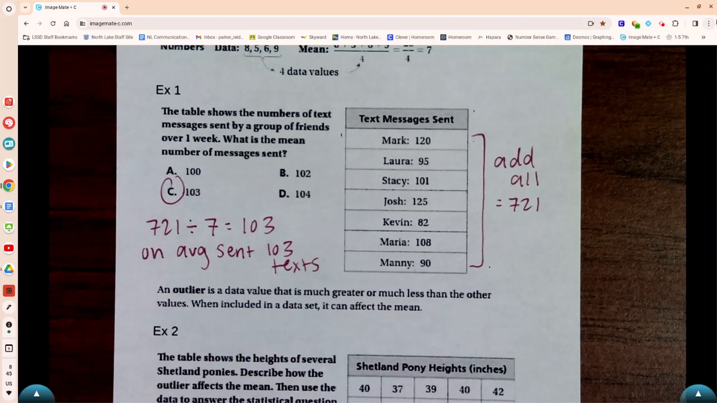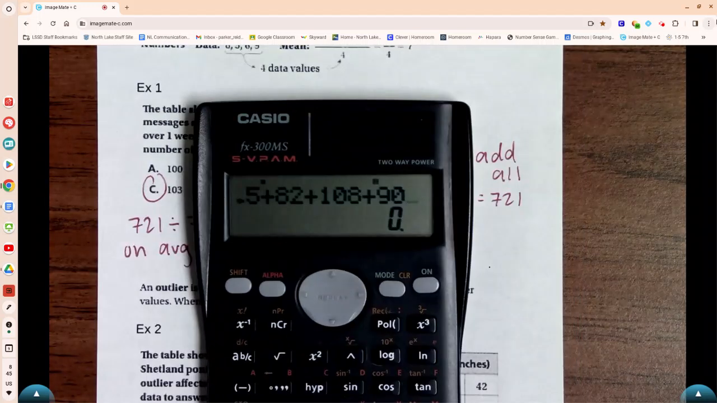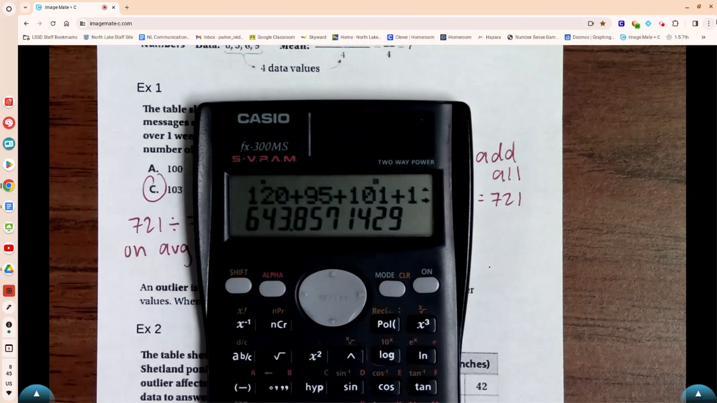Questions about example 1? Okay, before we do our next one, I do just want to tell you, if I type all of this in, I add it all, I get 721, I divide by 7, I get 103. But if I type all of this in, 120 plus 95 plus 101 plus 125 plus 82 plus 108 plus 90, so I've typed all of it added together, and then I also put the divided by 7 on the end, I get a totally different answer.